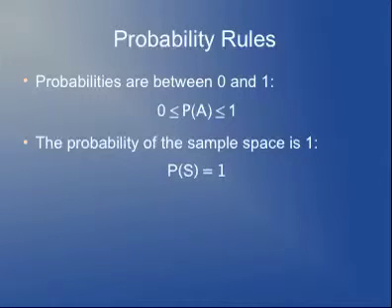Two of the simplest ones, as I'm sure you're familiar with, is that probabilities are always between 0 and 1. The idea being an event with probability 1 is an event that always occurs, or an event with probability 0 is an event that never occurs, and hence that implies the probability of the entire sample space is 1, because every event will always be a subset of the sample space.